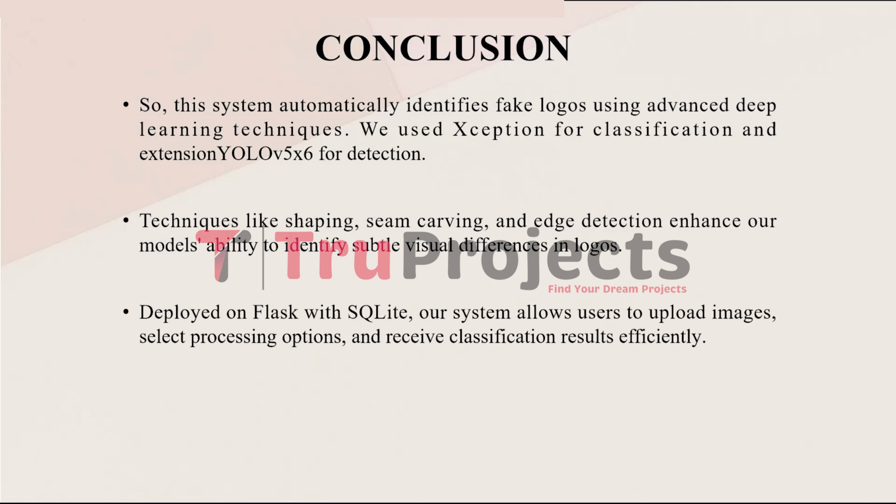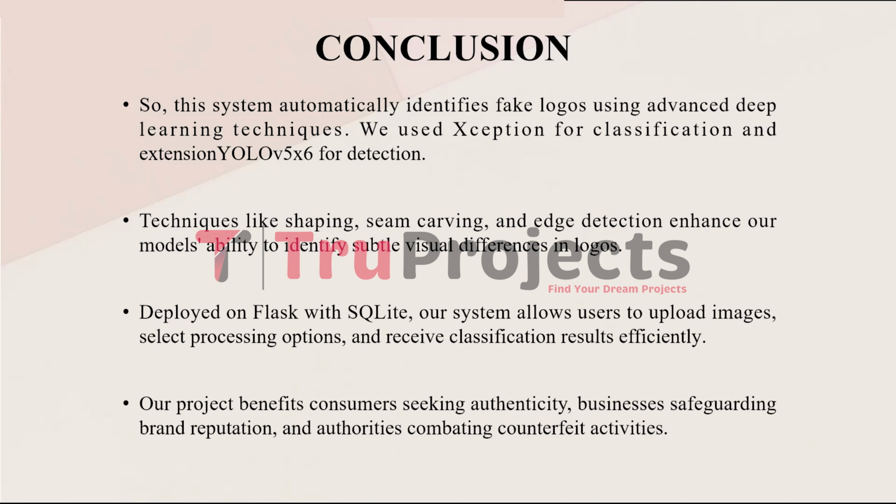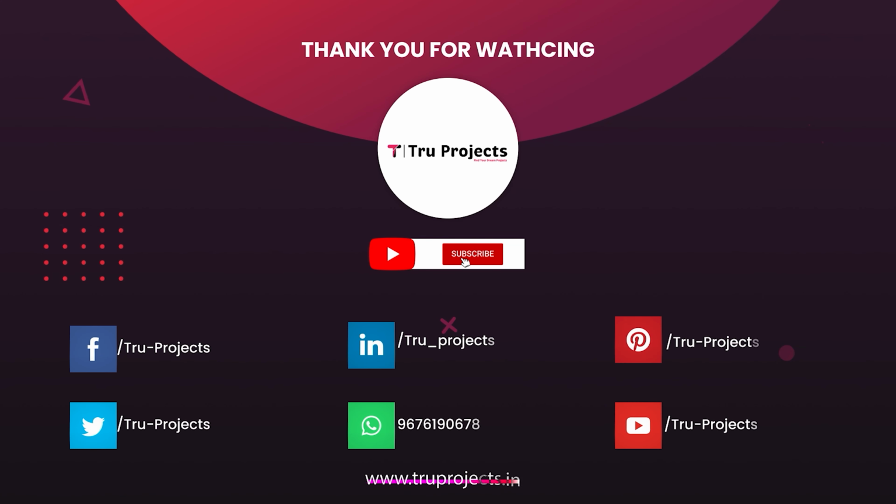The integration of our models into a Flask web application with SQLite database support enables user friendly interaction. Users can upload images for classification, select processing methods, and promptly receive results. Overall, the beneficiaries of our project include consumers seeking genuine products, businesses aiming to protect their brand integrity, and regulatory authorities combating counterfeit trade.